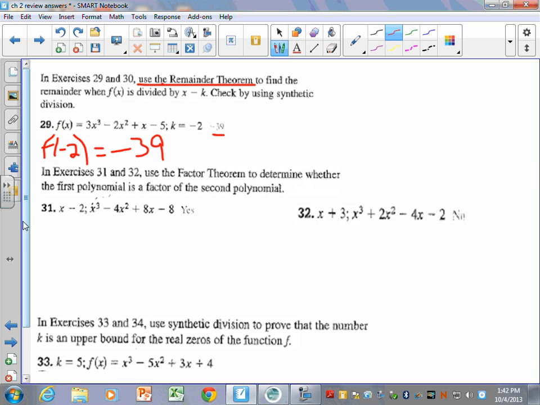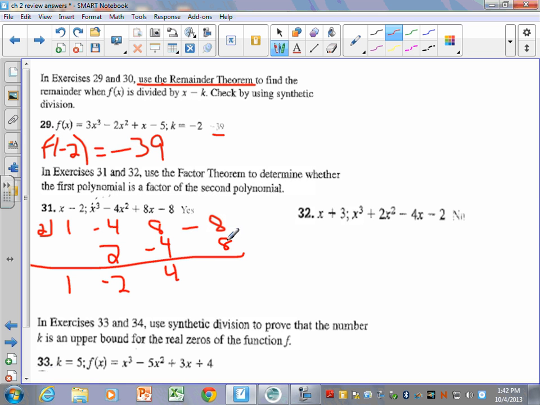So like on 31, when you divide out 2, 1, -4, 8, -8, you should get a remainder of 0, which means if you get a remainder of 0, you say yes. But on the test, it says, if yes, find the remaining factors. And that's like what was on the bottom of that worksheet yesterday, which I have graded for you.